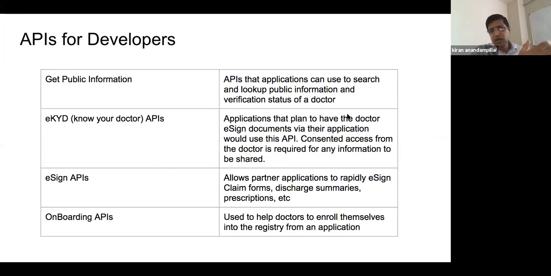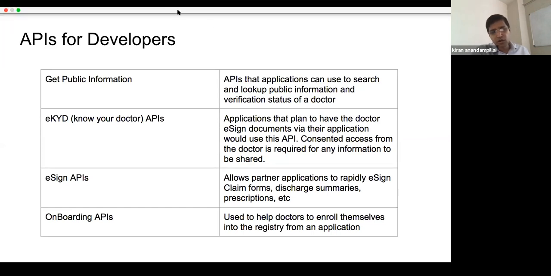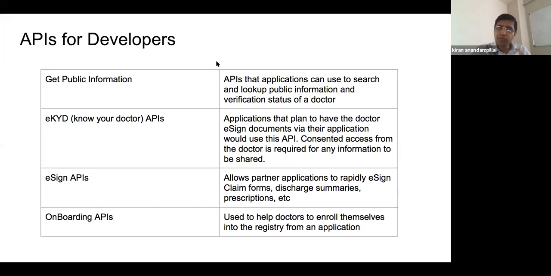So this is how we see all of this play out, starting with a few key registries in the beginning. We do think that the doctor registry is one of them that we are seeing good progress on, and we hope that other registries will get built with the same design principles and come out over time.